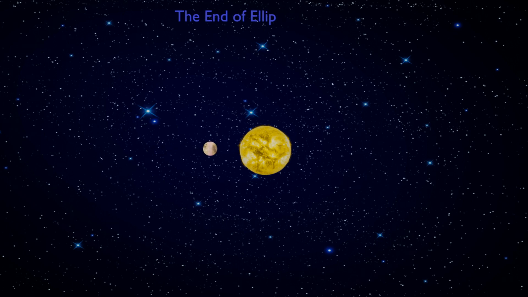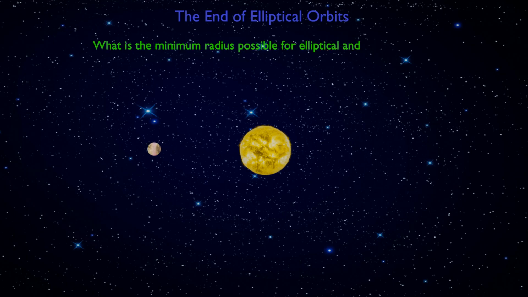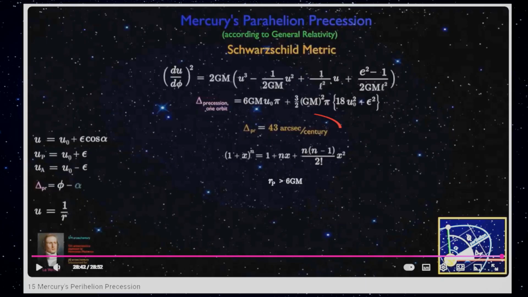The end of elliptical orbits. In this video, we find out the minimum radius possible for elliptical orbits and circular orbits, according to general relativity. Formerly, we calculated Mercury's perihelion precession and claimed our calculation is valid so long as the perihelion radius is greater than 6 GM. But do any smaller orbits exist at all?